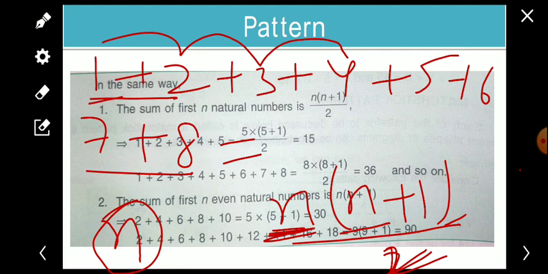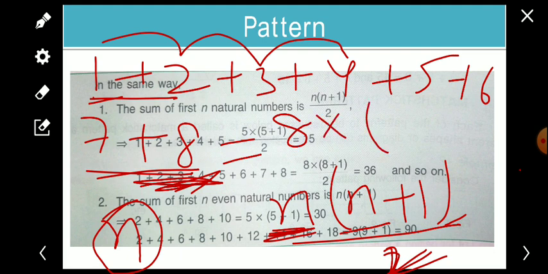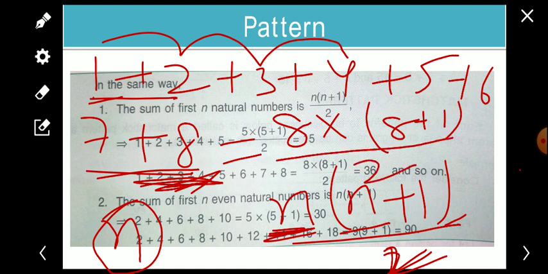So here how many natural numbers have I taken? 8 natural numbers, 1 to 8. So n will be 8. So 8 into 8 plus 1 by 2 we will get. Now if we solve it, what will we get?